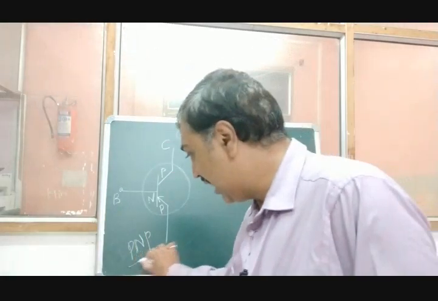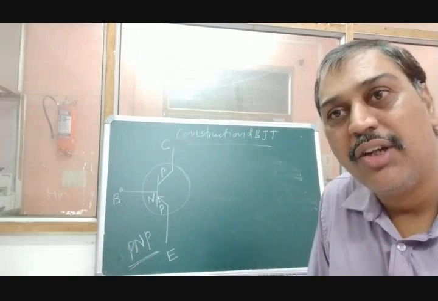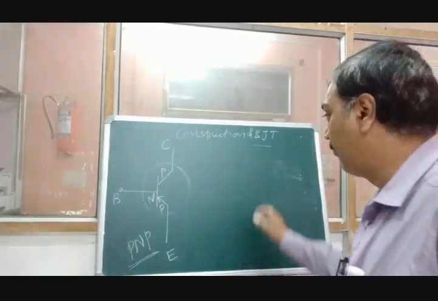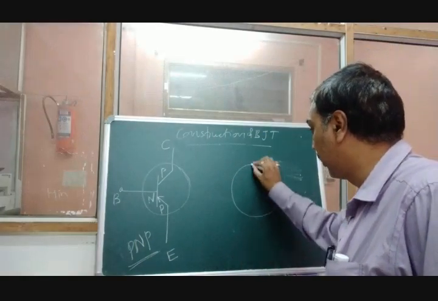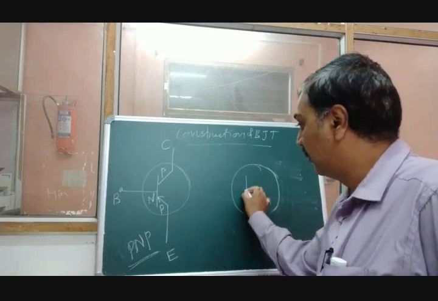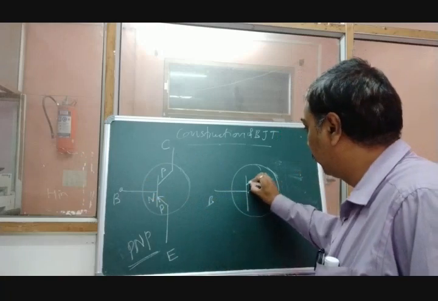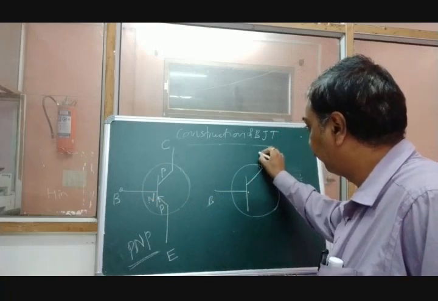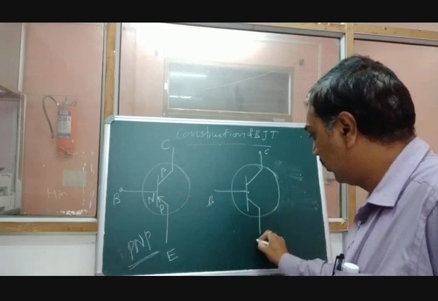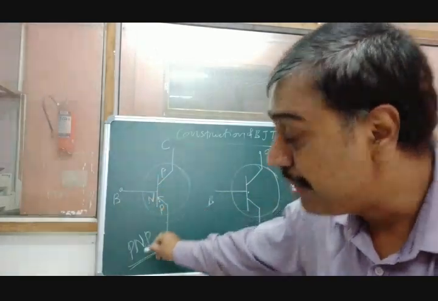Similarly, we can draw another transistor that is said to be the NPN transistor. What should be the difference? Suppose this is the circle I have drawn. This is nothing but the base as usual. Suppose this is the collector here, and let us draw the emitter here. Now remember, if the arrow is going inside, it is PNP.